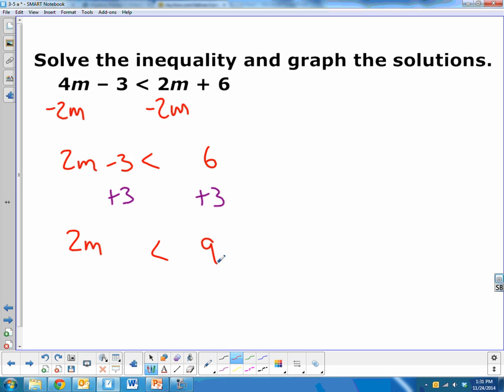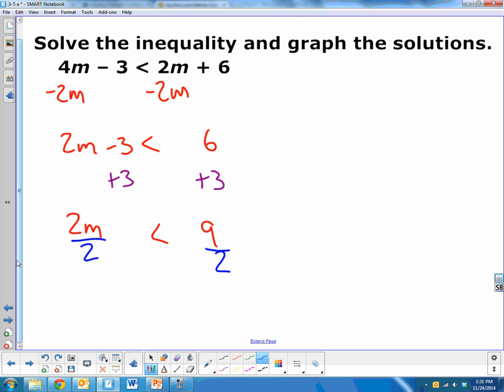Now I still have to get m by itself. I do the inverse operation. I'm going to divide both sides by 2. And I'm going to get that m is less than 4.5 or 9/2. It really depends on what you want to write. Either one is fine because it doesn't say fraction or decimal. So I'm going to go with 4.5. Now I'm going to graph it.